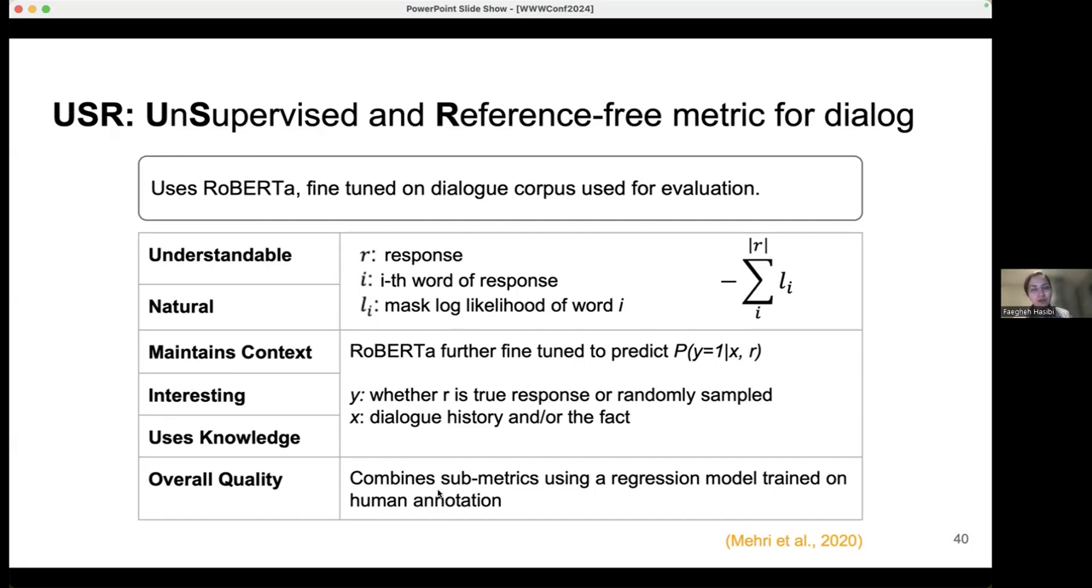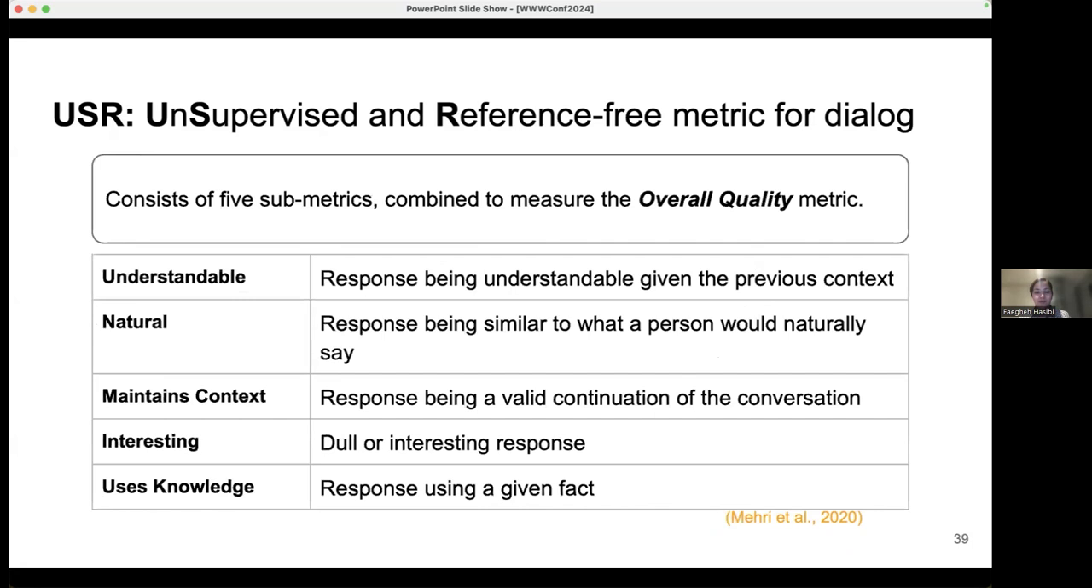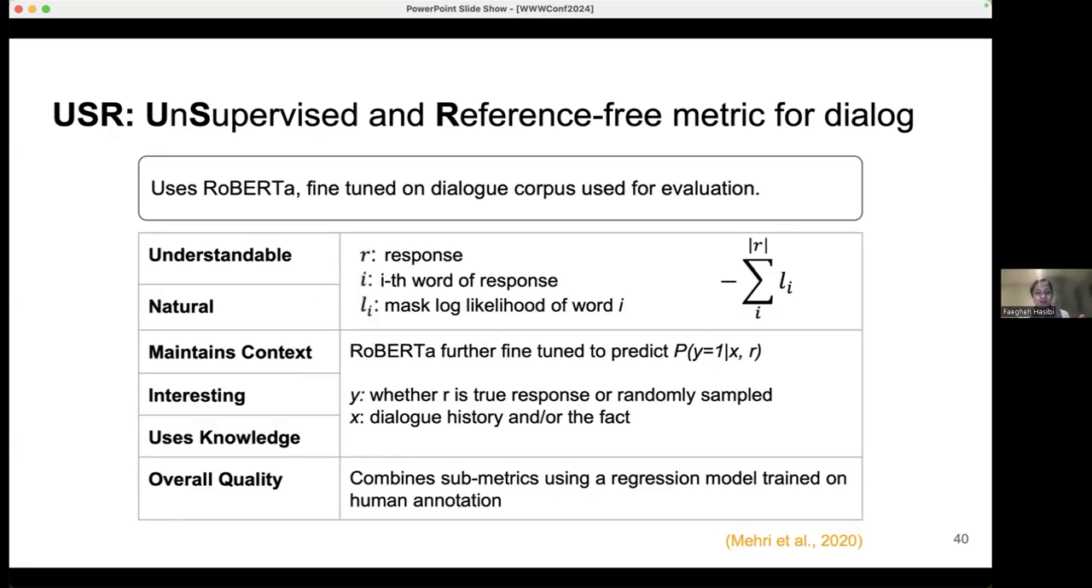Where does this regression model come from? It comes from human annotation. So here, in the previous slide, they get human ratings for all of these aspects. They train a regression model. You can think of it as a weighted sum of these five models, these five aspects. And then that regression model is used to combine these metrics based on Roberta, and then it gives a reference-free evaluation metric of overall quality for dialogues.